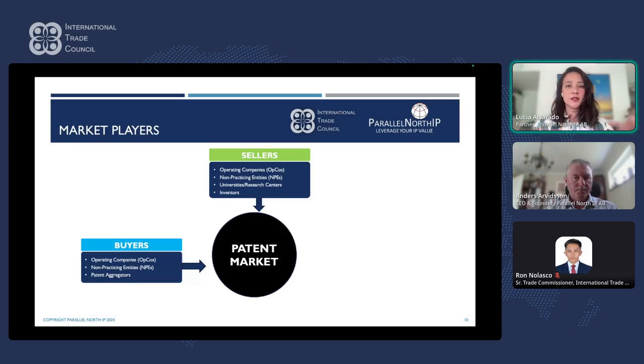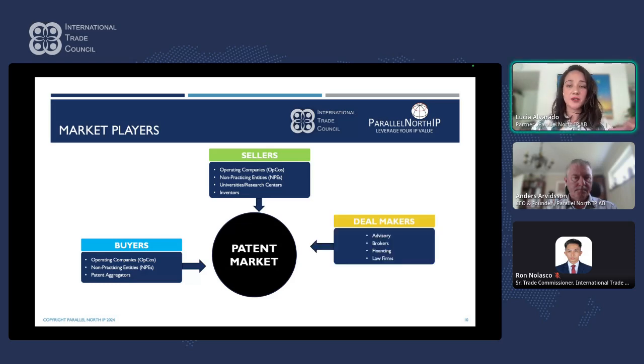And then how do you bring these together, the buyers and the sellers? Well, you have the intermediaries, the deal makers. These might come in the form of advisories or brokers, financing, law firms, or a mix of it. But it's important to see not only the players around here, but their motivations.